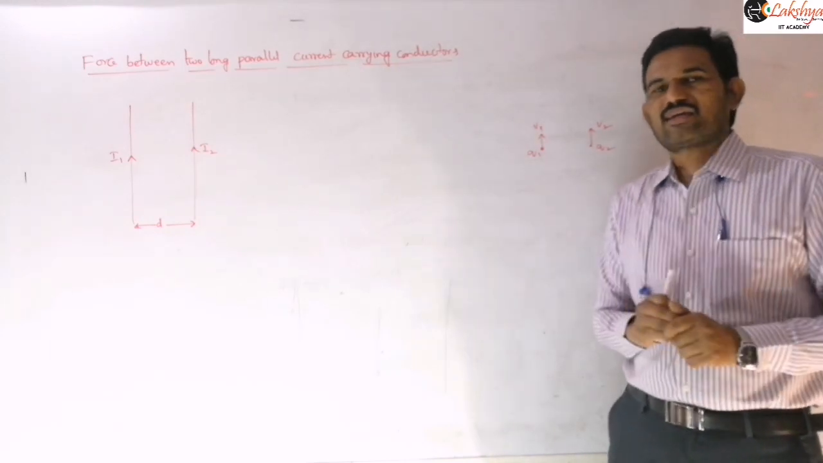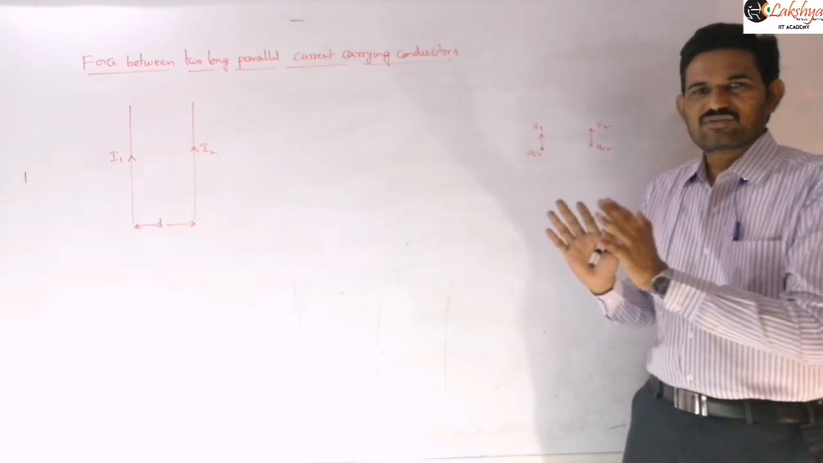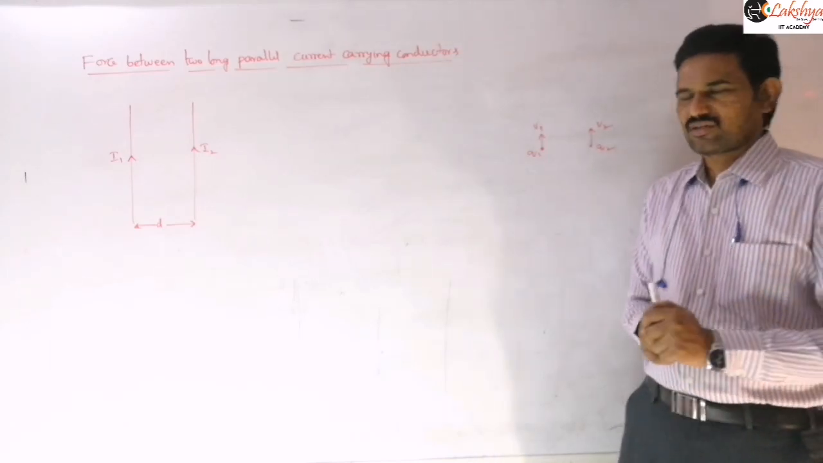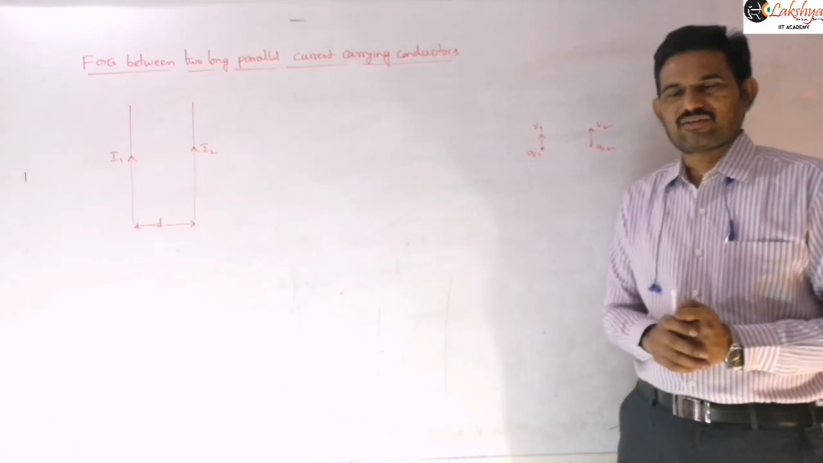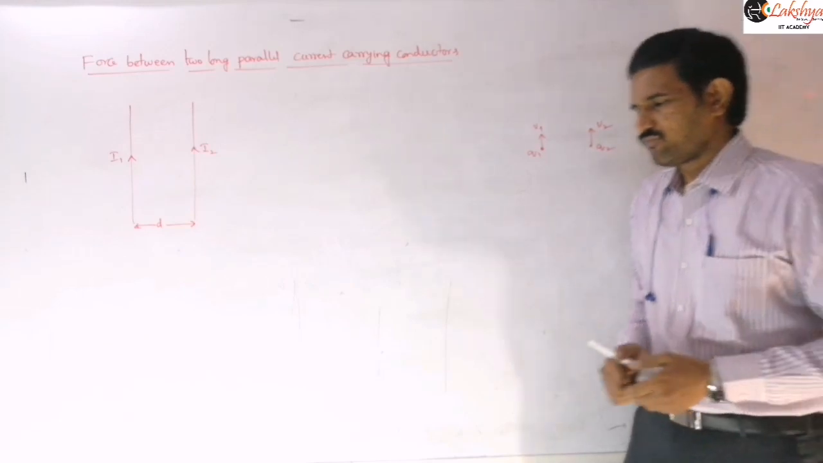The current carrying conductors are electrically neutral, and so there is no electrostatic force between those two current carrying conductors. That is the first thing you need to note here. So there is no electrostatic force between the two current carrying conductors. Now the magnetic force will arise. Let us see how that magnetic force will arise.